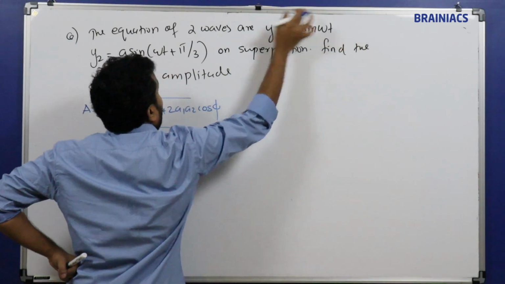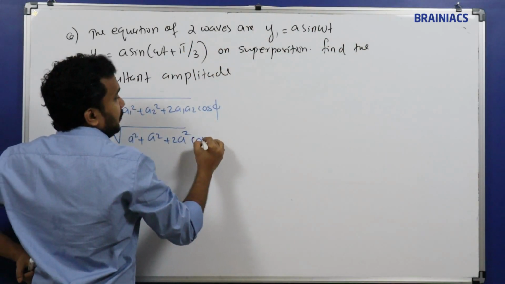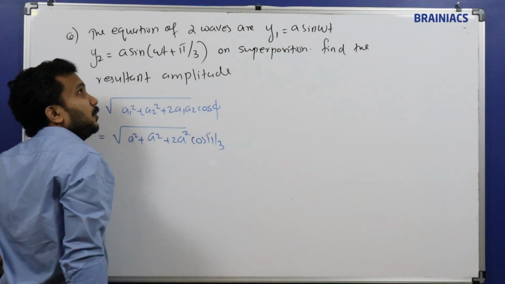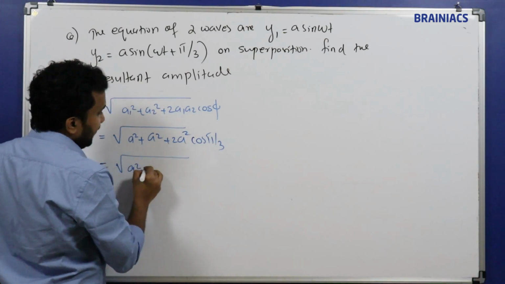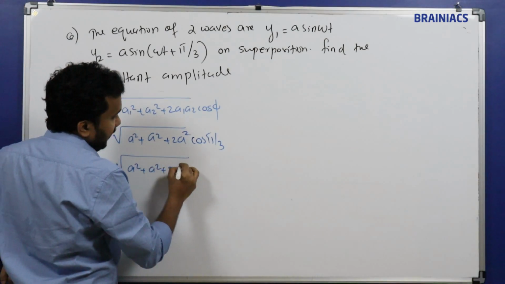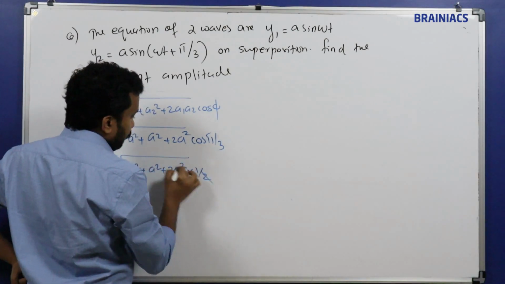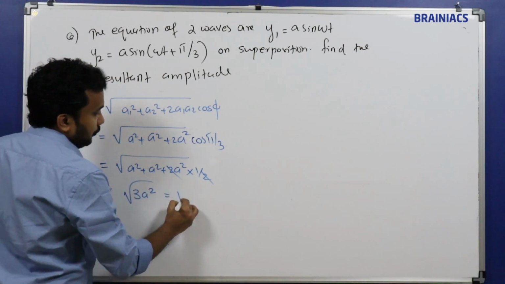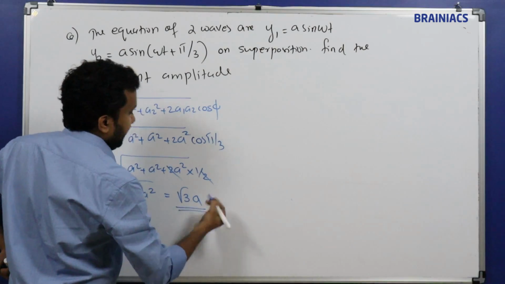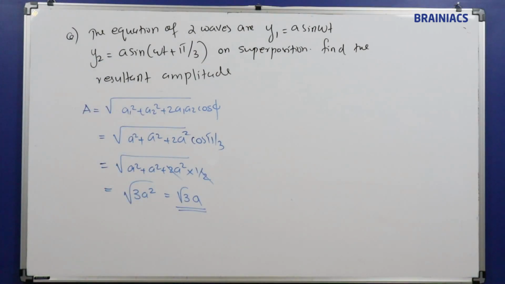There is nothing else, it is 0. Then the extra pi by 3. So cos of pi by 3. Pi by 3 means 180 by 3, 60. Okay. So root of a square plus 2a square cos pi by 3, which is 1 by 2. The 2 cancels. You will get root of 3a square, which is equal to root 3 times a. Root 3 times a.